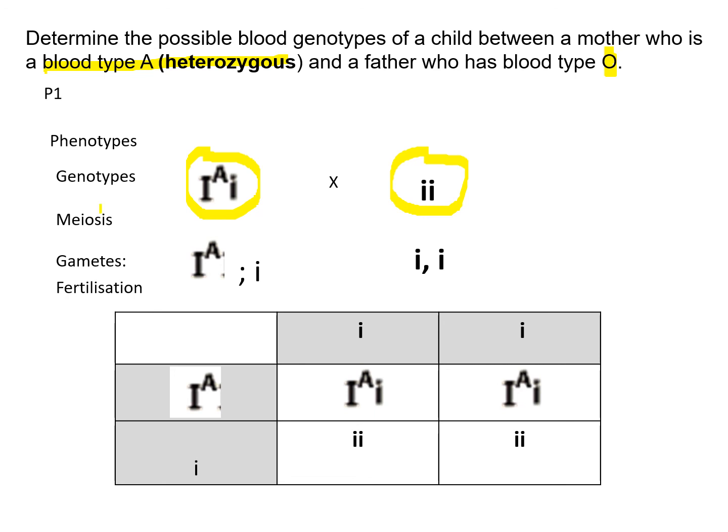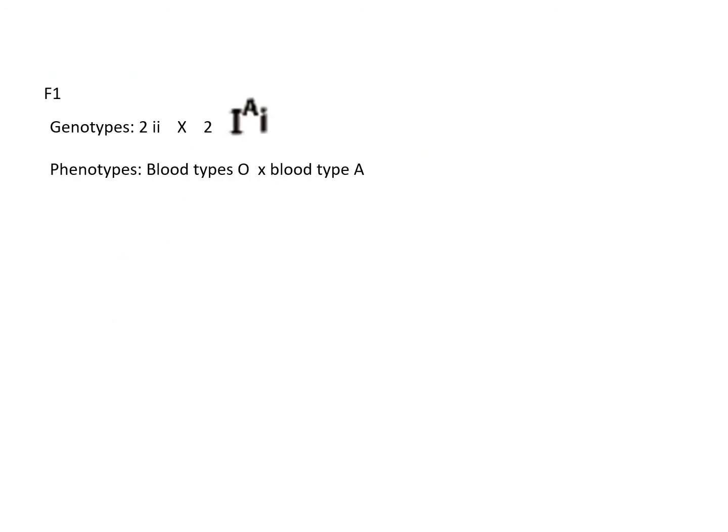We then undergo meiosis to produce our gametes. Fertilization takes place. We have a look at our table. We are looking at one trait, so it's a monohybrid cross, therefore it's 3 rows by 3 columns. And we then come to our F1 generation, and we can determine our genotypes and our phenotypes.